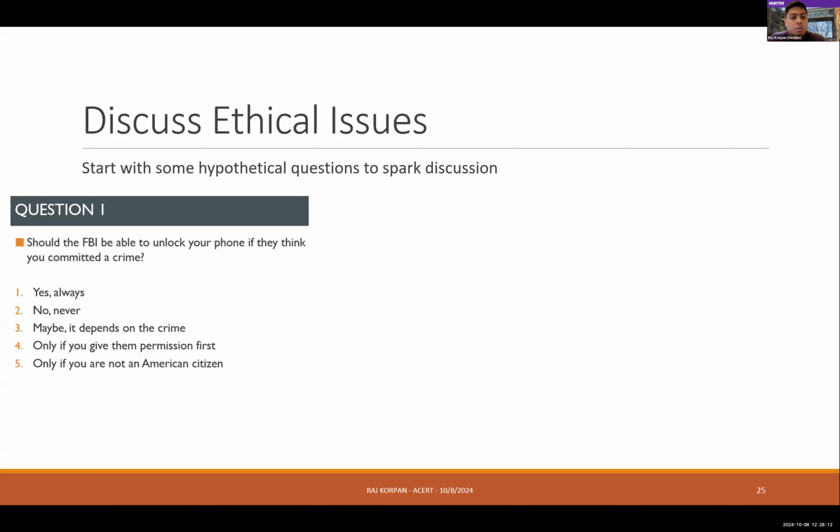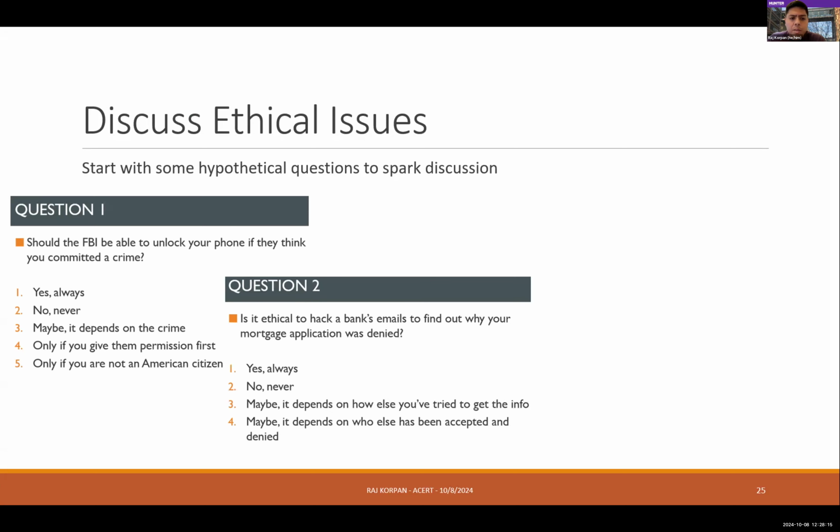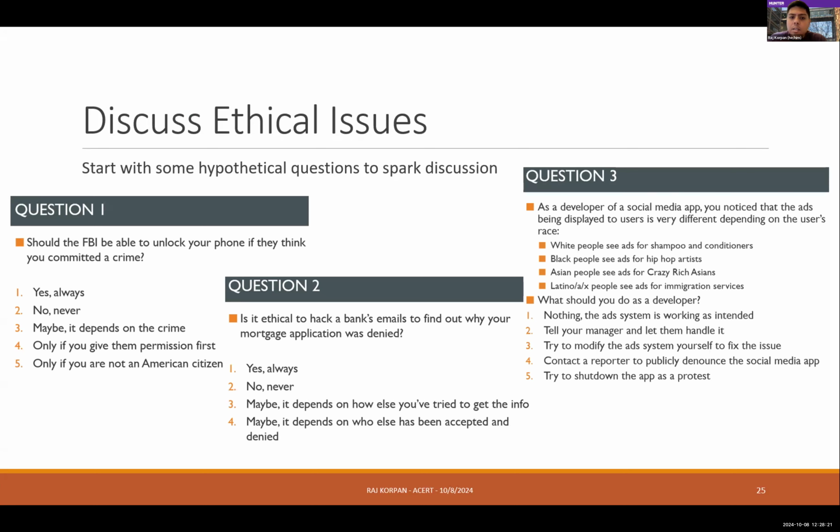Should the FBI be able to unlock your phone if they think you committed a crime? Is it ethical to hack a bank's emails to find out why your mortgage application was denied? And lastly, as a developer of a social media app, you notice that the ads being displayed to users are very different depending on the user's race. What should you do as a developer?